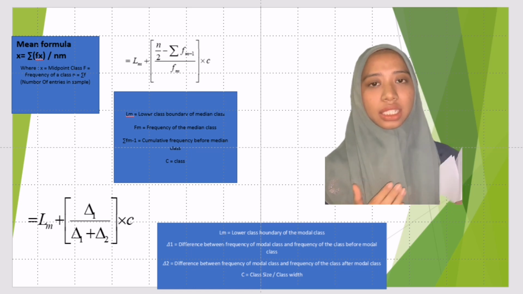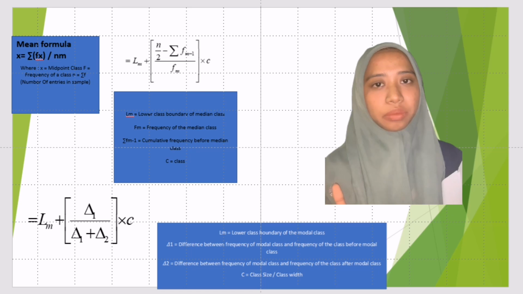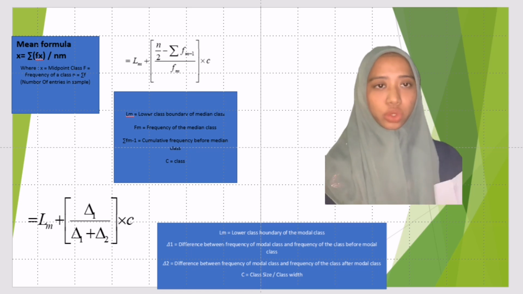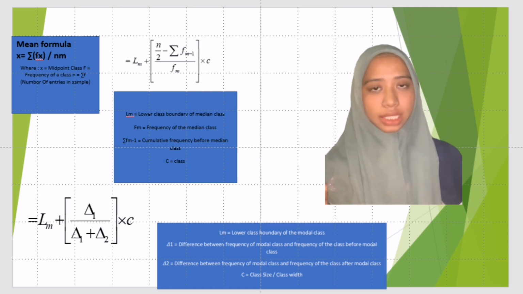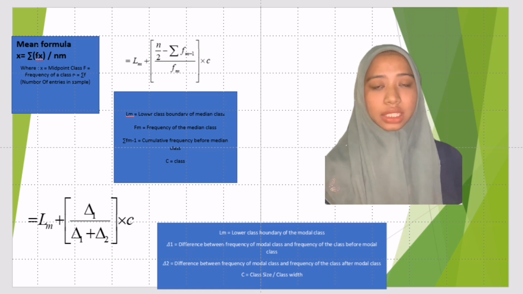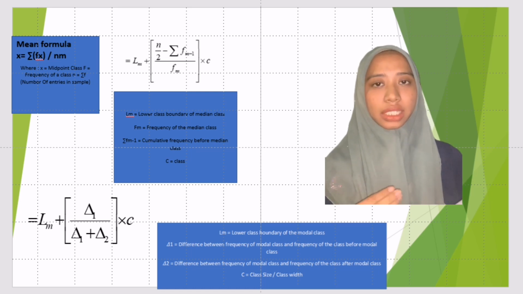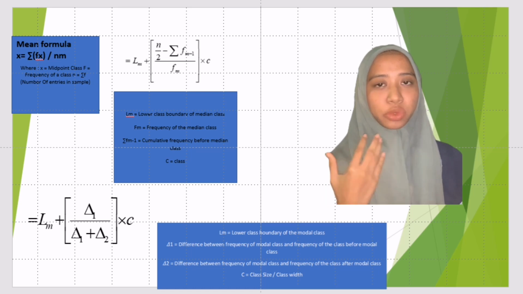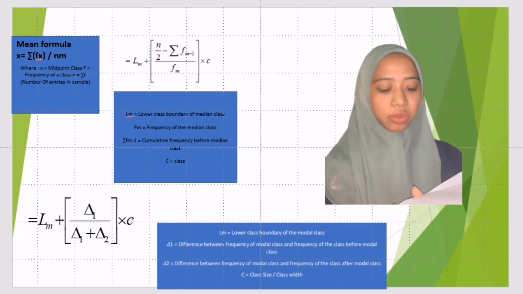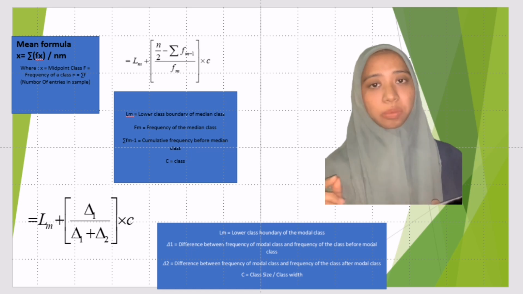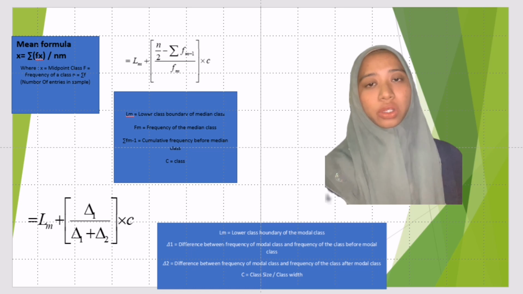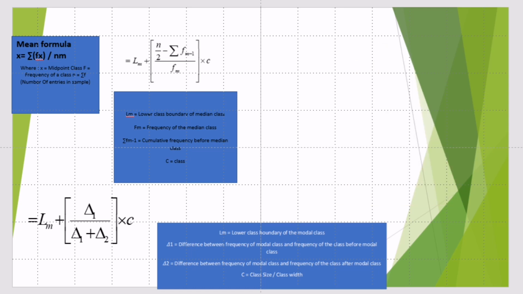And this is the median formula, and we got 39.83 in data 1 and 37.5 in data 2. And we use the mode formula, and we got 40.4 in data 1 and 25.2 in data 2. That's all.